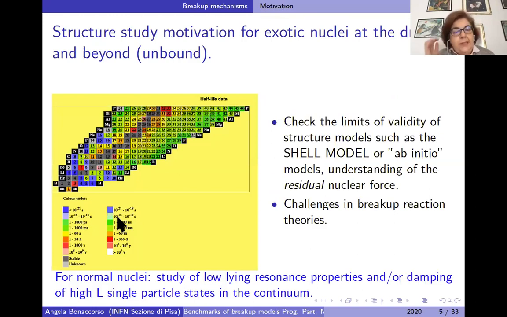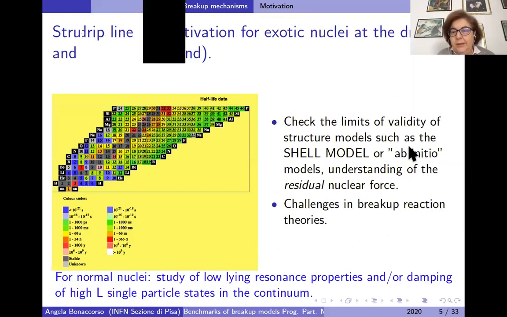So apart from the interesting thing of understanding the breakup mechanism and the reaction theories, of course, one has some structure interest, and most often these reactions are studied to check the shell model or to check the more recent ab initio models. This is for the nuclei which are away from the valley of stability, and sometimes they are even unbound, like beryllium 13, lithium 10.